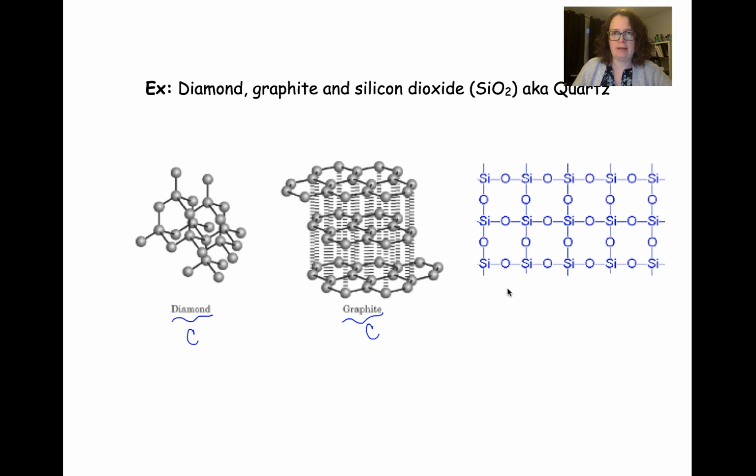Another type of network solid is silicon dioxide, or quartz, which looks similar to a diamond but has different properties. These are arranged in covalent bonds with alternating silicon and oxygen atoms.